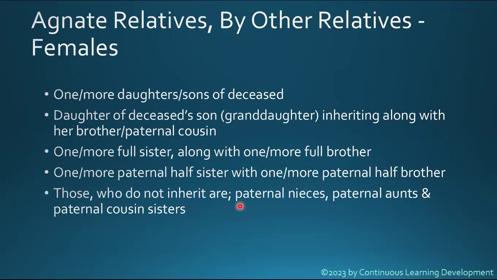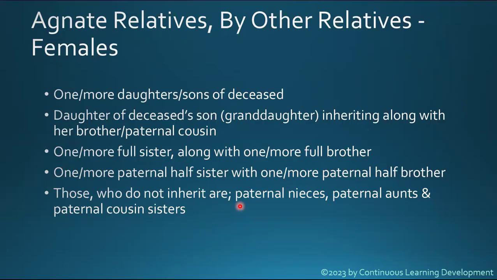Agnate relatives, part of the relatives is one or more daughters or sons of the deceased. And these are part of the relatives. So these are females. First we looked at the males. Now we're looking at the females. It's the same sort of format, but it's a daughter, or the son's daughters, or the daughters of the sons of the deceased. Daughter of the deceased son, meaning granddaughter. Again, from the male line.